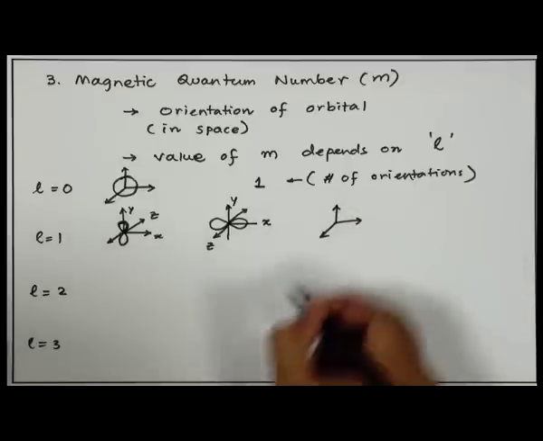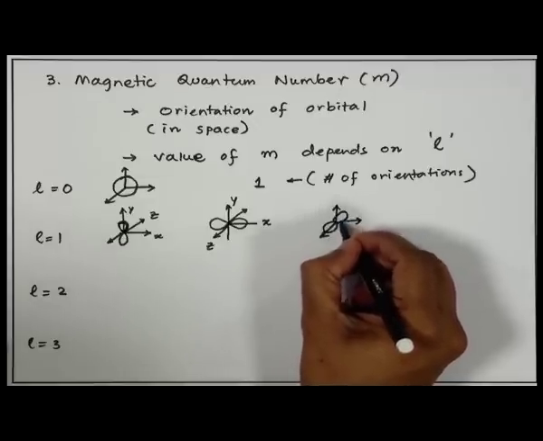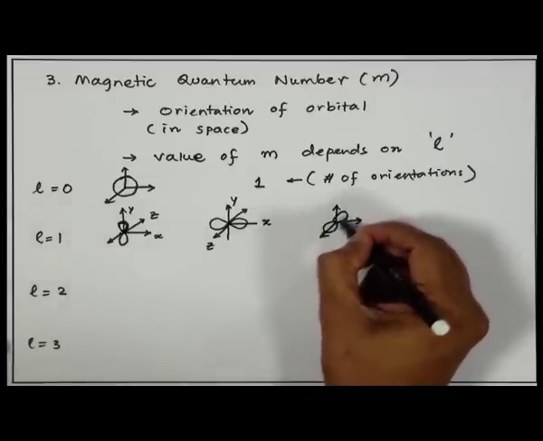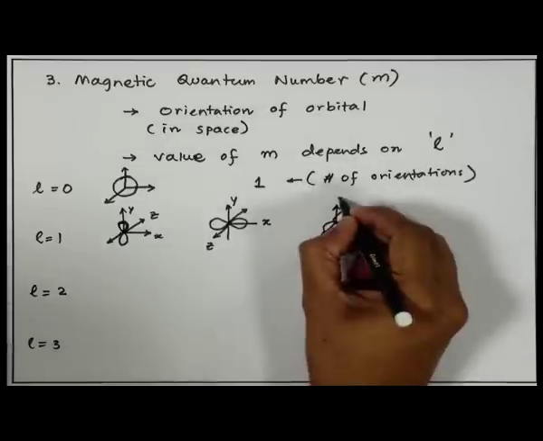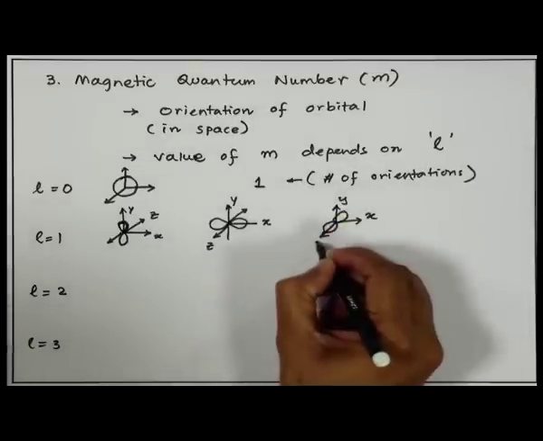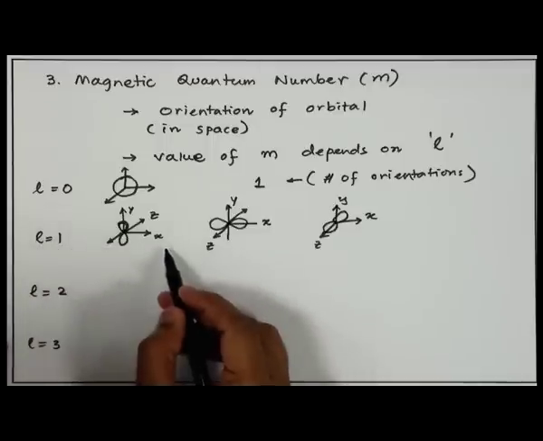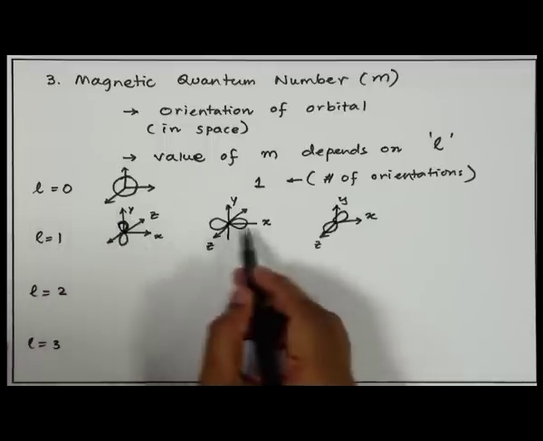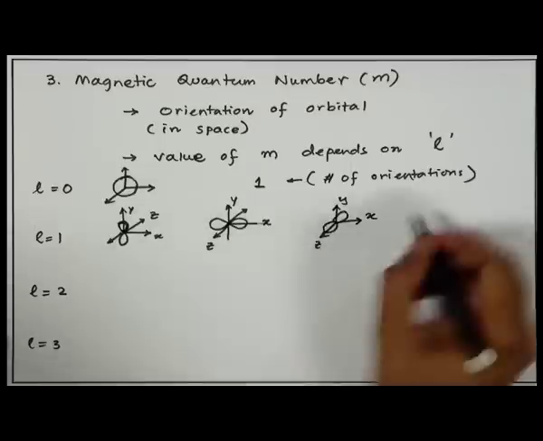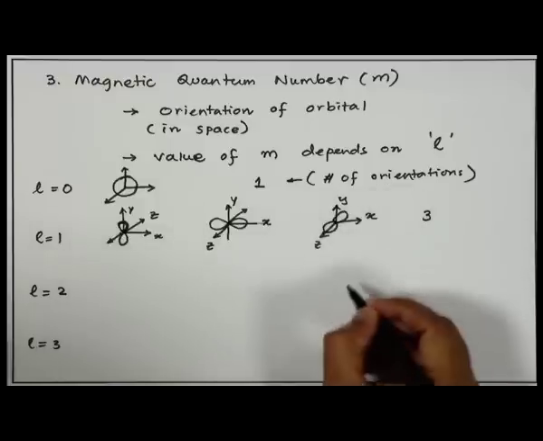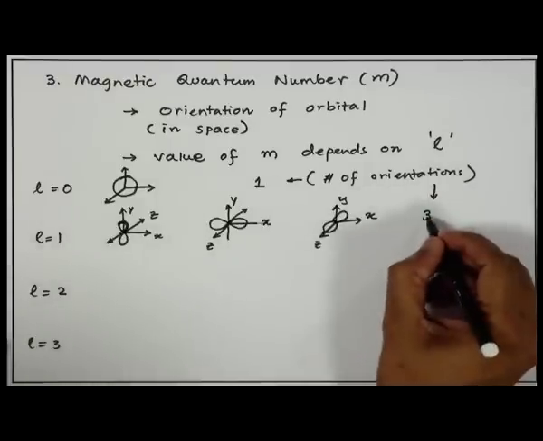So, this is the z axis. So, I can orient it in this way. So, this lobe actually goes below the plane of the paper. So, you saw I can orient this p orbital in 3 different ways, either along y axis, or along x axis, or along z axis. So, I have got now 3 orientations. The number of orientations for p orbital is 3.